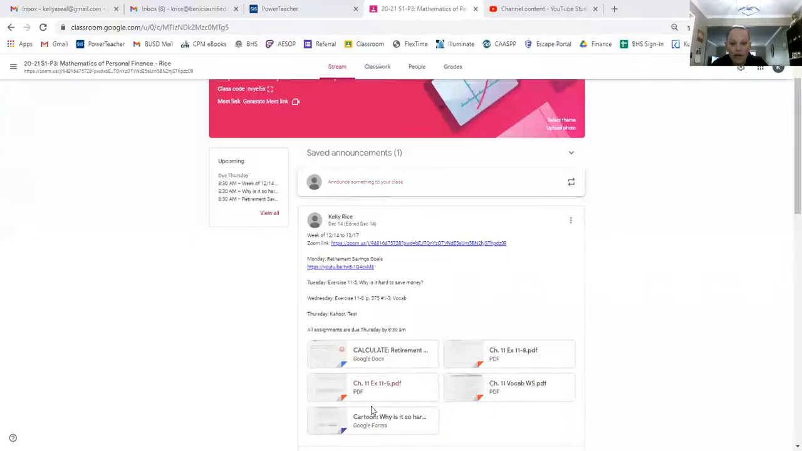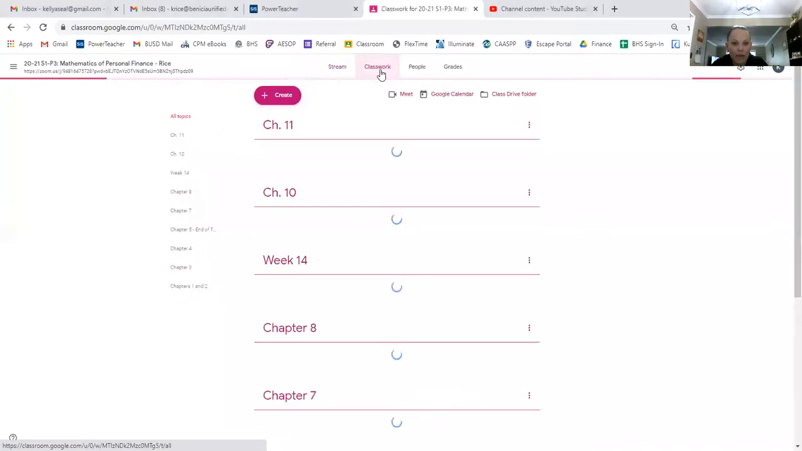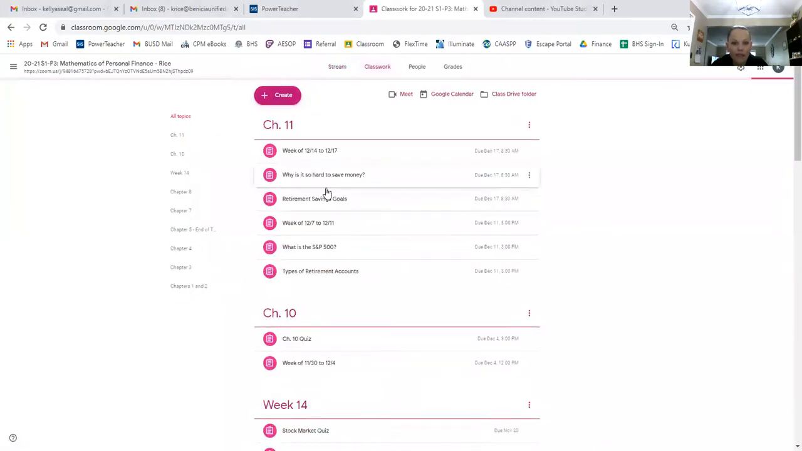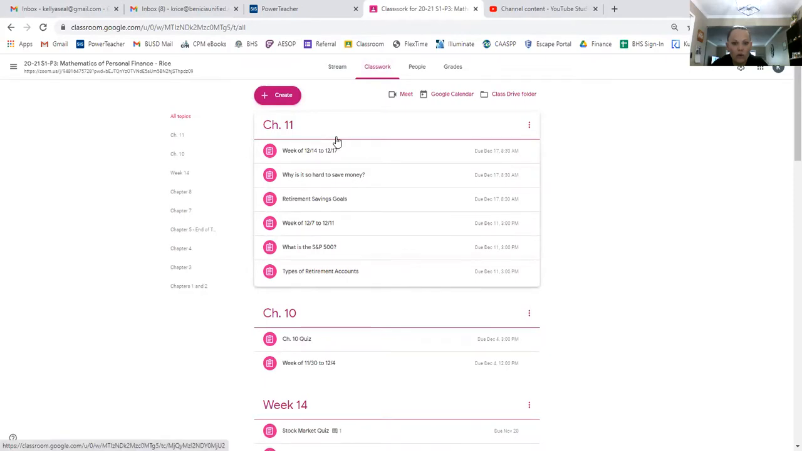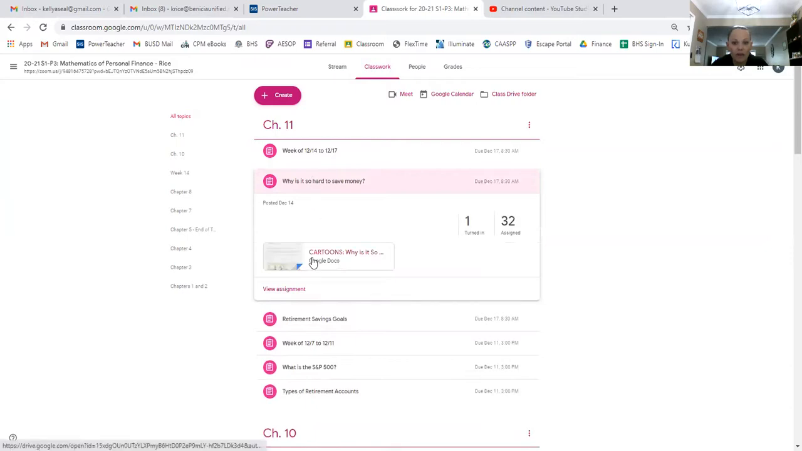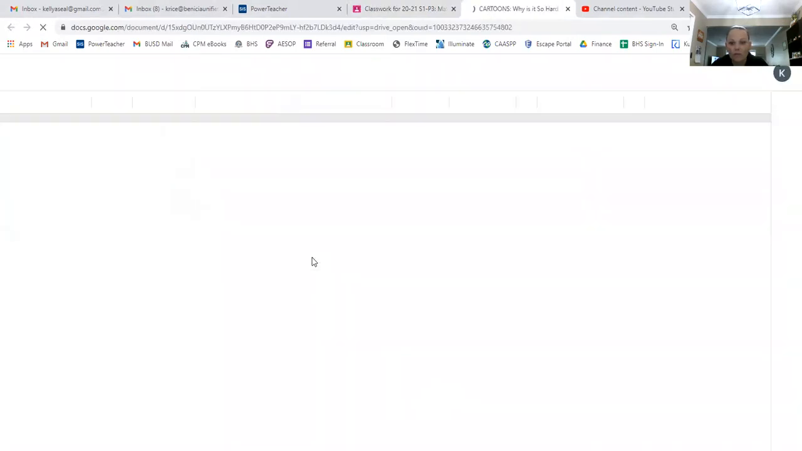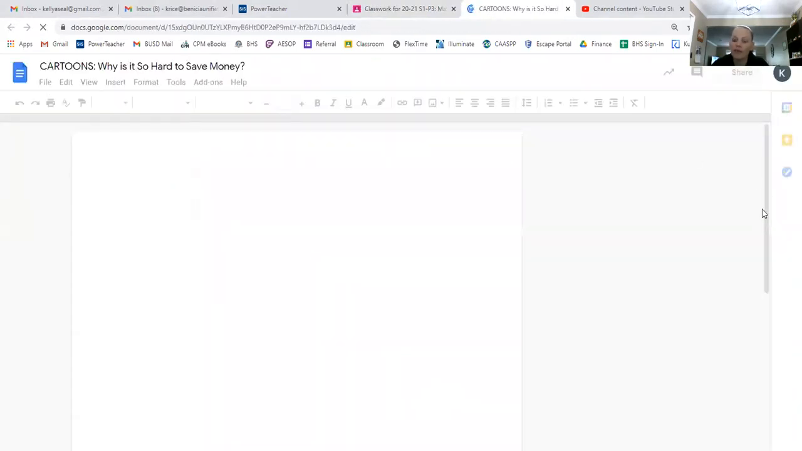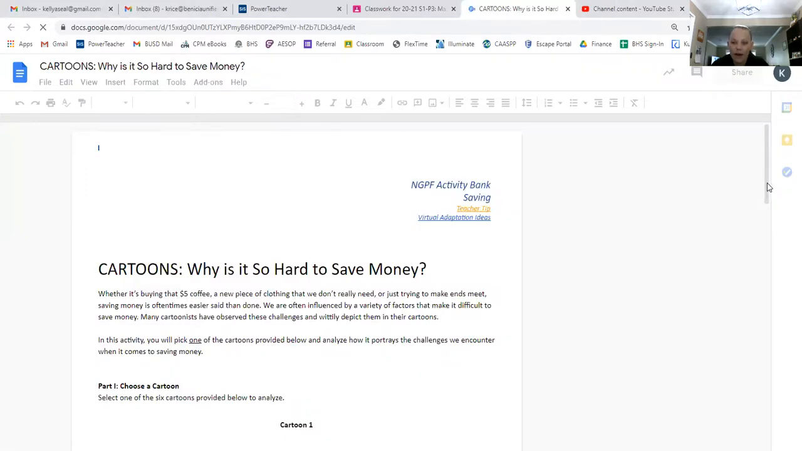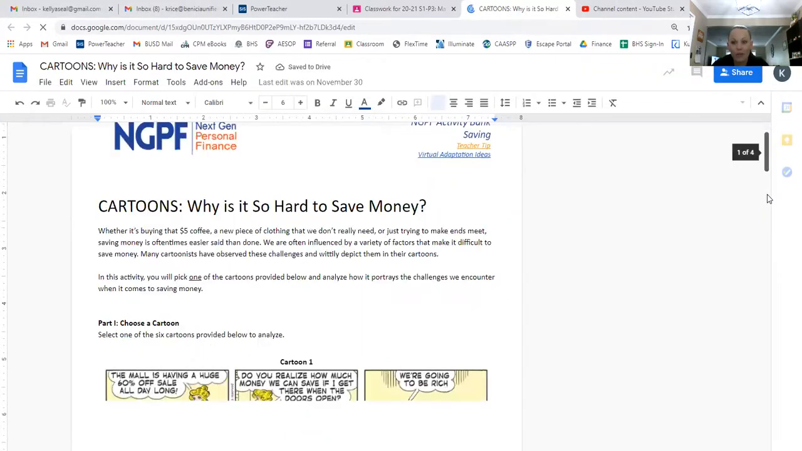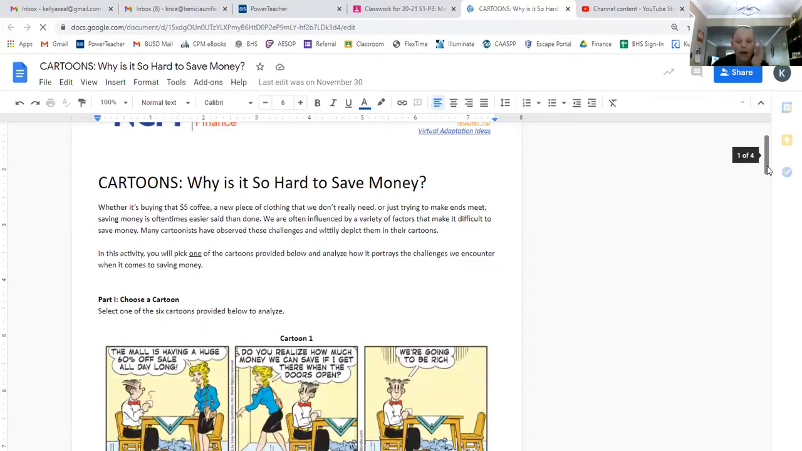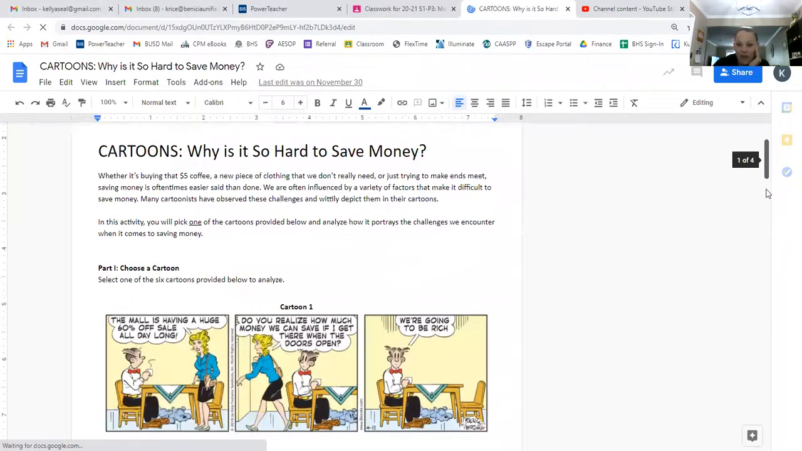So your homework tonight is same thing. If you go to your classwork tab, it has its own lesson right here. Why is it so hard to save money? Very straightforward. We've done some of these before. I like them. It just makes you think a little bit. It shouldn't take you but 5-10 minutes maybe to analyze it.